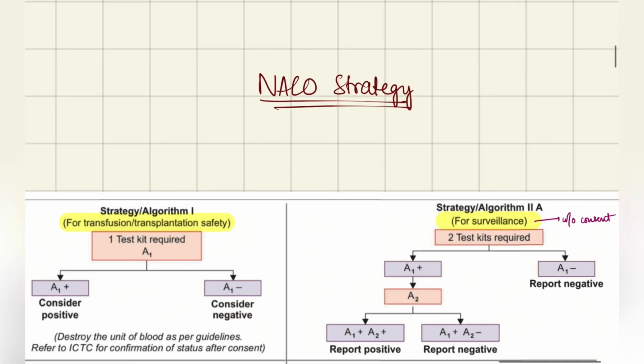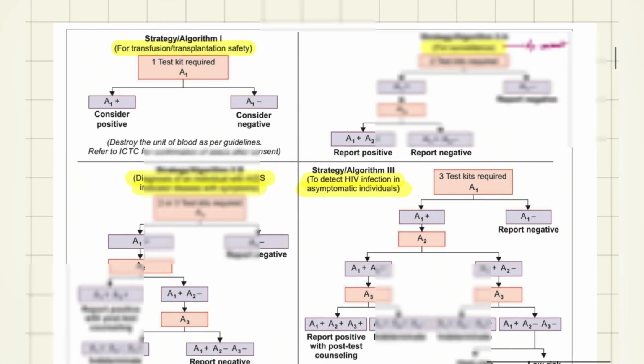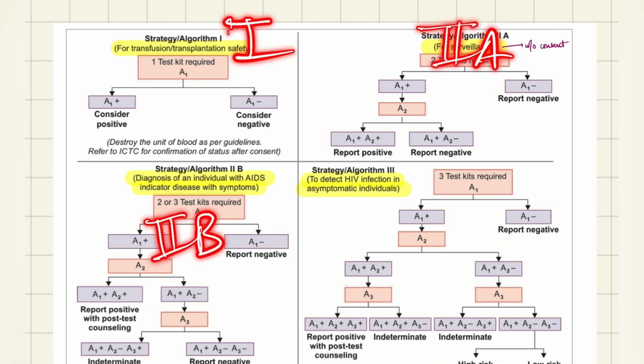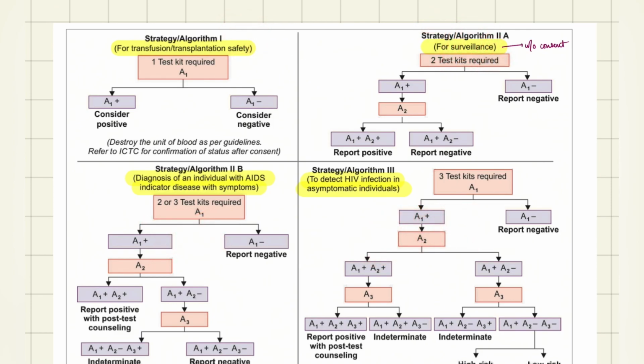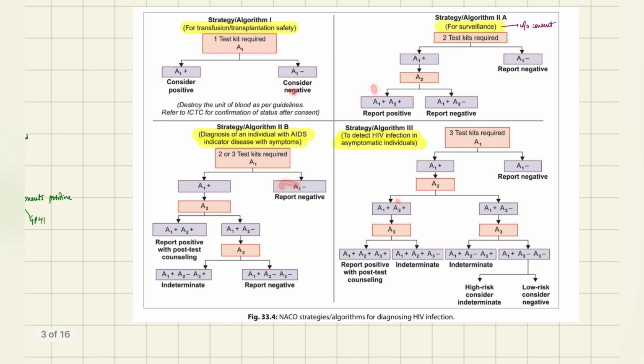That's it. Finally, let's talk about the NACO strategy, National AIDS Control Organization strategy. So this is a very important strategy. There are 4 strategies named: strategy 1, strategy 2A, strategy 2B, and strategy 3. Okay, and these are employed in 4 different conditions.